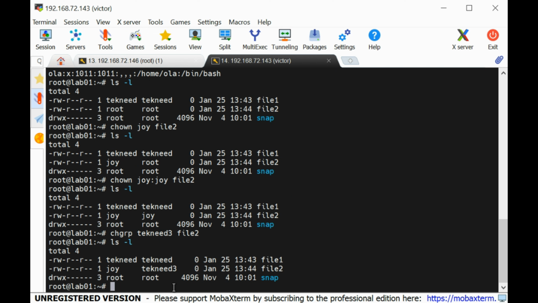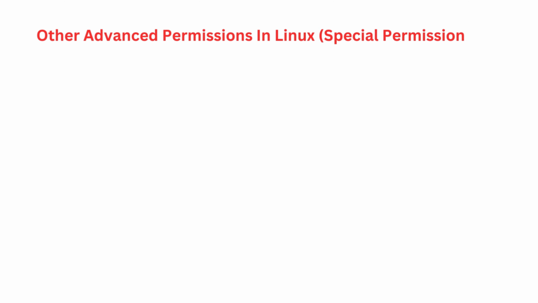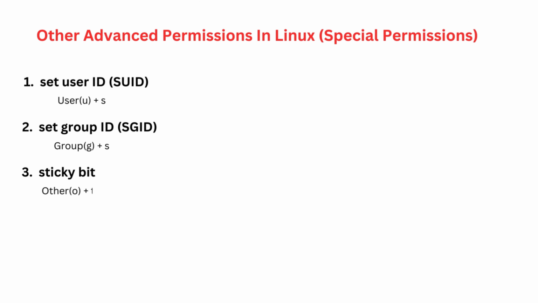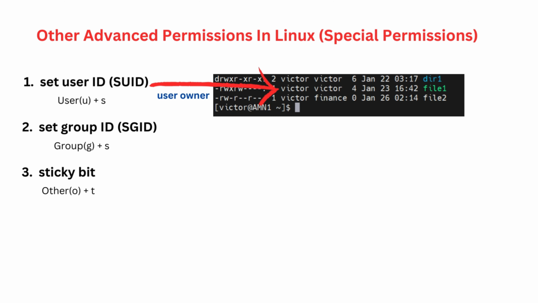So having understood this, let's talk about the special permissions. There are other advanced permissions other than read, write, and execute in Linux, and they are the set user ID, set group ID, and the sticky bit permission. So the set user ID, from the words set user, targets the user owner of a file. When you use the permission set user ID on a file, it means that any user at all on the system has the execute permission.